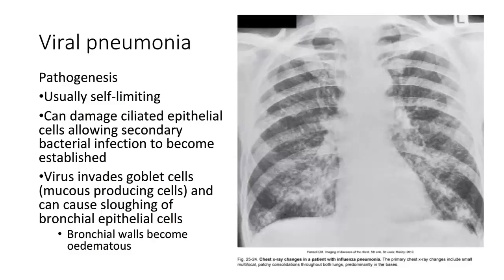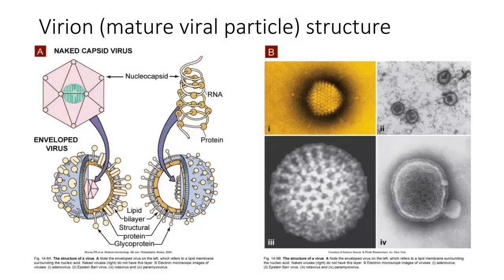The x-ray there shows you an x-ray of somebody who has had pneumonia with influenza virus as the cause, and you can see that it's very multifocal, unlike the x-rays we looked at in part 1, and the consolidations are quite patchy. So let's talk about the structure of a virus.